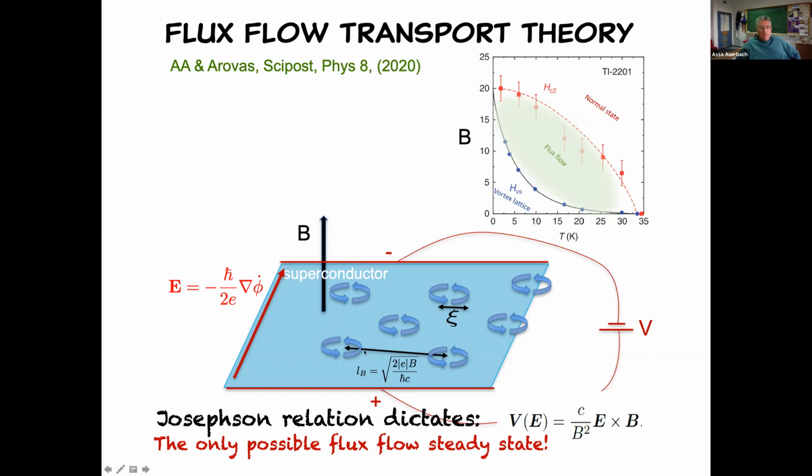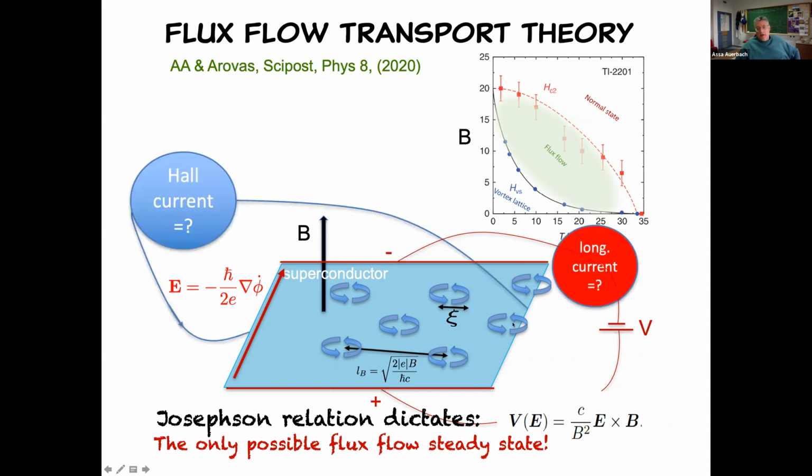Okay, so now we have a system where vortices are moving, but there are still currents in the system. There's a longitudinal current that's going to flow through the red circle and a Hall current through the blue. And the problem of flux flow transport is to predict what these currents are. And as we said, we found that the Hall current had some funny behavior and sign changes that we want to understand.